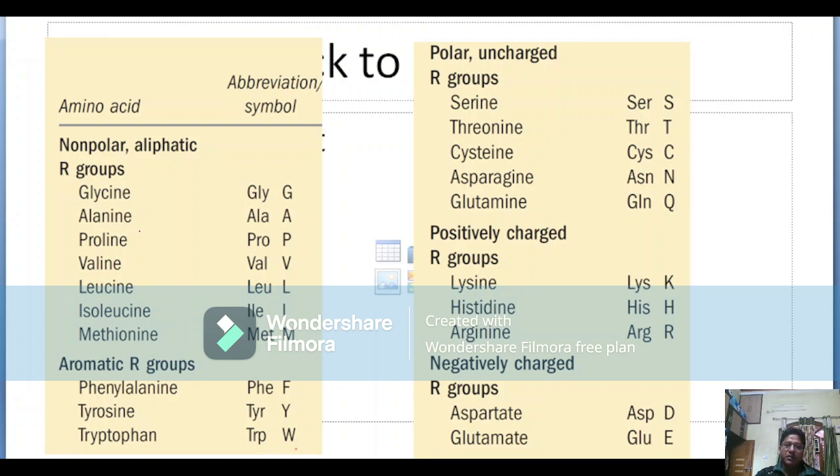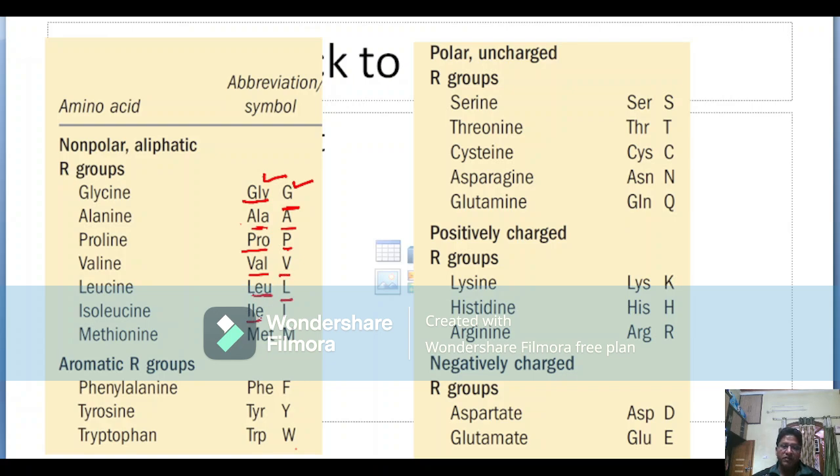You can see that some abbreviations are also used for these amino acids. There are 3-letter abbreviations used instead of the complete name, and there is also a one-letter symbol. Glycine is abbreviated GLY and its symbol is G. Alanine is ALA, symbol A. Proline is PRO, symbol P. Valine is VAL, symbol V. Leucine is LEU, symbol L.